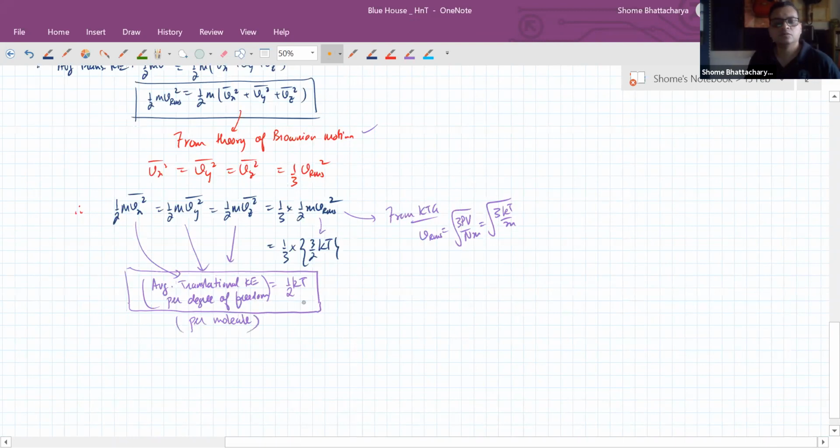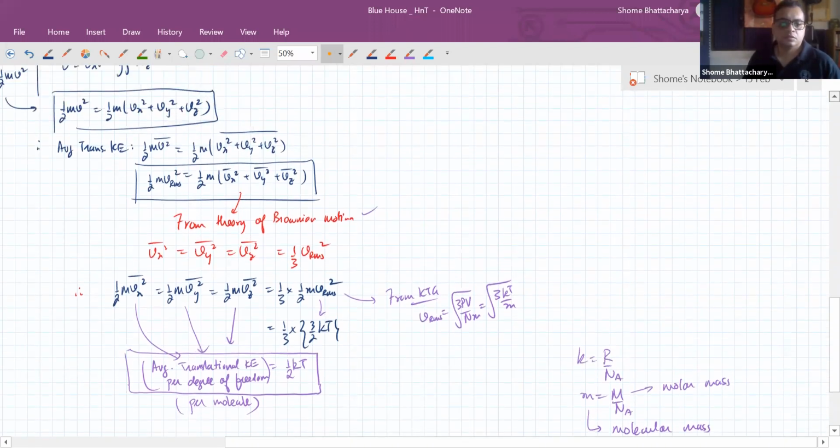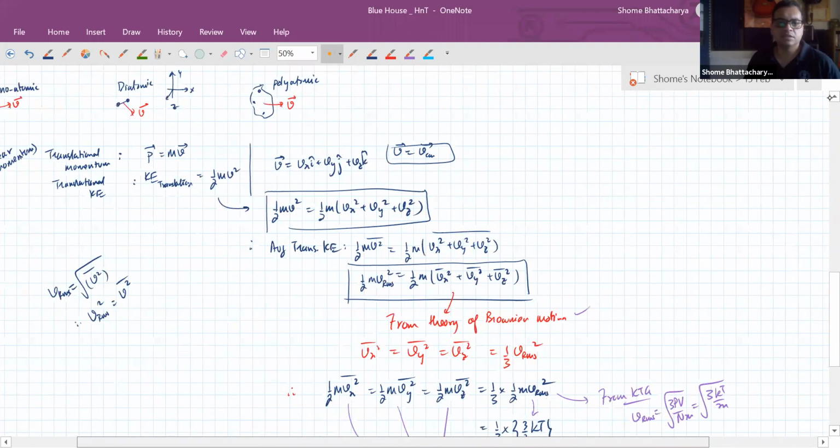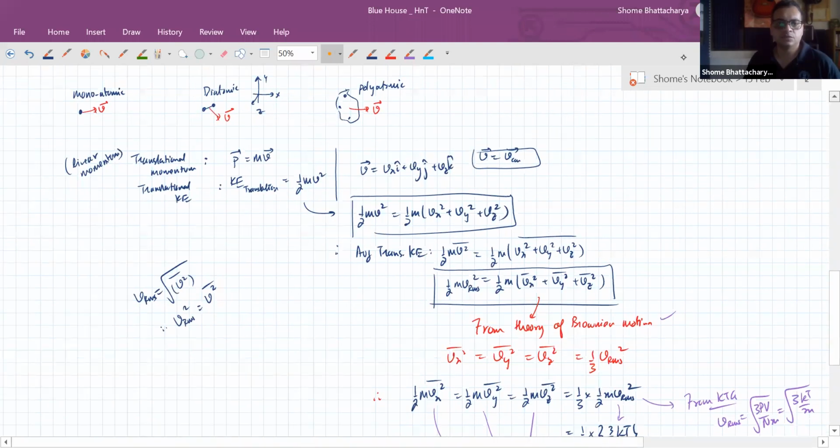Talking about, we've averaged it out over the number of molecules because remember, k is R upon Avogadro's number. Small m is capital M upon Avogadro's number. It's molecular mass. And this is molar mass. That kind of thing. Okay. So this is a combination of the concepts that we've been learning since the last lecture. Yeah, I'll give you time to note down the earlier part also.